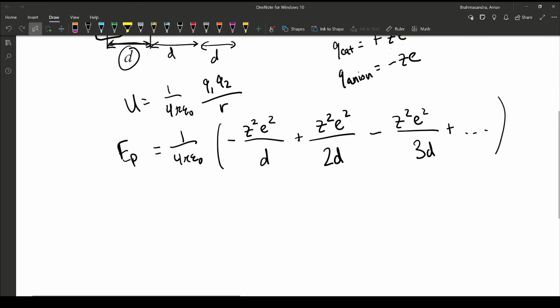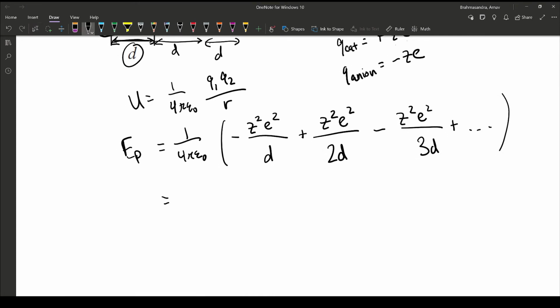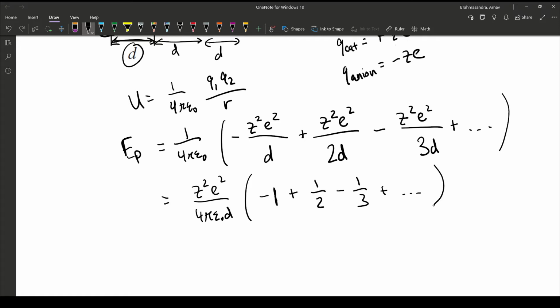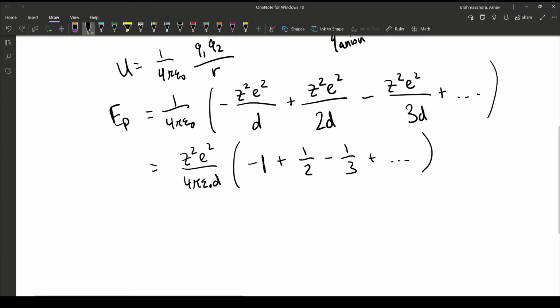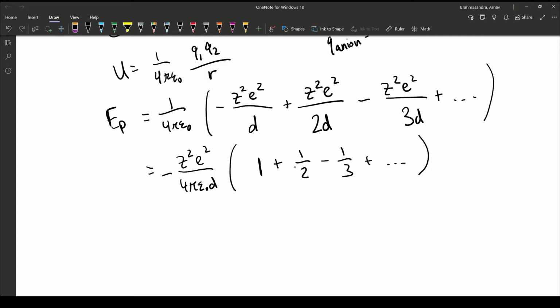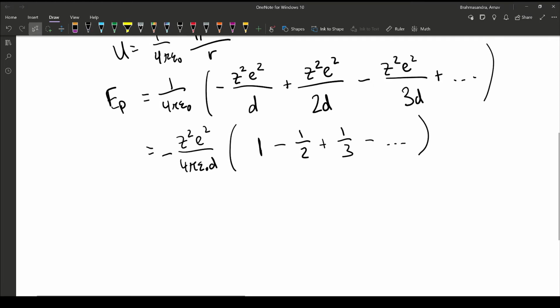And we note that we can factor something out, right? Let's look at our potential energy and factor out z squared e squared over 4 pi epsilon naught times d. Then we have minus 1 plus 1/2 minus 1/3 and so on, right? You keep going. And we can also factor out a negative sign, like that. Okay, so now we can sort of see something. This is an infinite series.